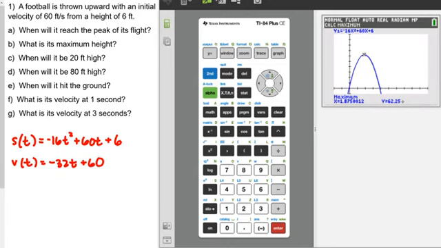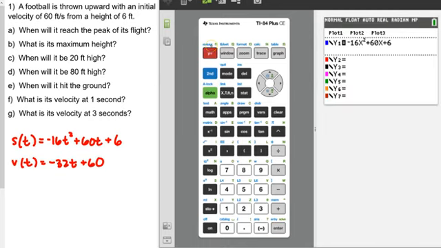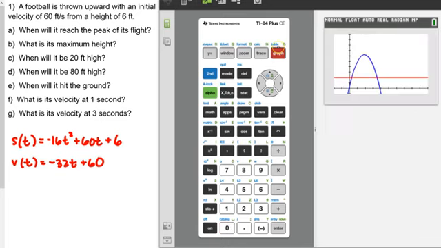Okay, for part C, when will it be 20 feet high? So I'm going to go back into the y equals menu and go down to y2, and I'm going to let y2 equals 20. So that's going to be a horizontal line at a height of 20. Then we press graph again, and we see that horizontal line. So we're looking for these 2 points of intersection, and we're looking for their x-coordinates to have the time.